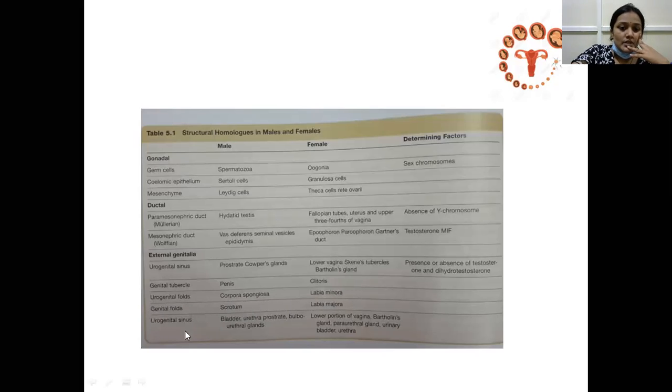What happens to the urogenital sinus? This urogenital sinus further develops into the bladder, urethra, prostate, and bulbourethral glands in male. In the female, from the urogenital sinus arise the sinovaginal bulbs which form the lower portion of the vagina, the Bartholin's glands, the paraurethral glands, urinary bladder and urethra.